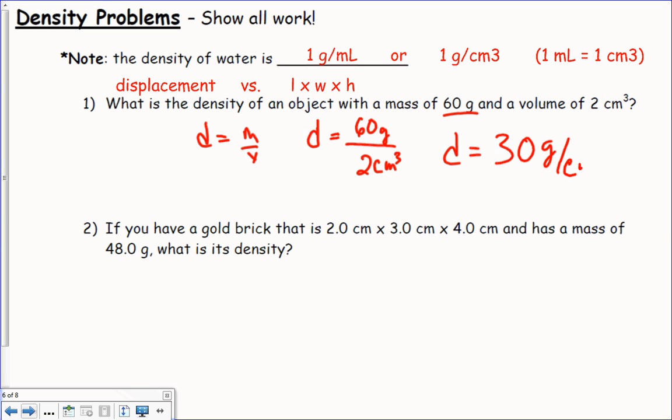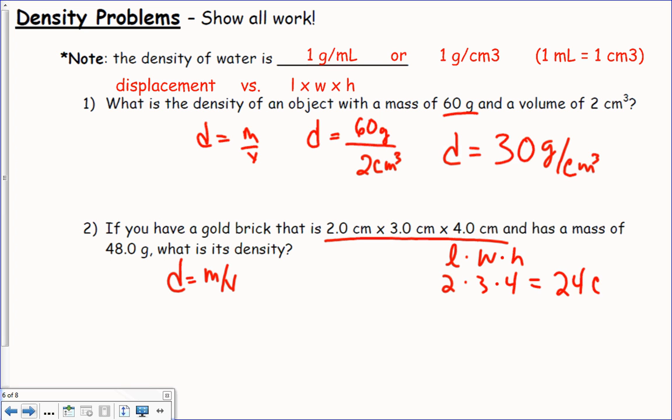grams per centimeter cubed. Number 2, if you have a gold brick that is 2 by 3 by 4 centimeters and it has a mass of 48 grams, what is its density? Density equals mass divided by volume. In this case, I don't know the volume. I have to calculate it. So it's length times width times height. So it's 2 times 3 times 4, which is 2 times 3 is 6, 6 times 4 is 24 centimeters cubed is my volume.